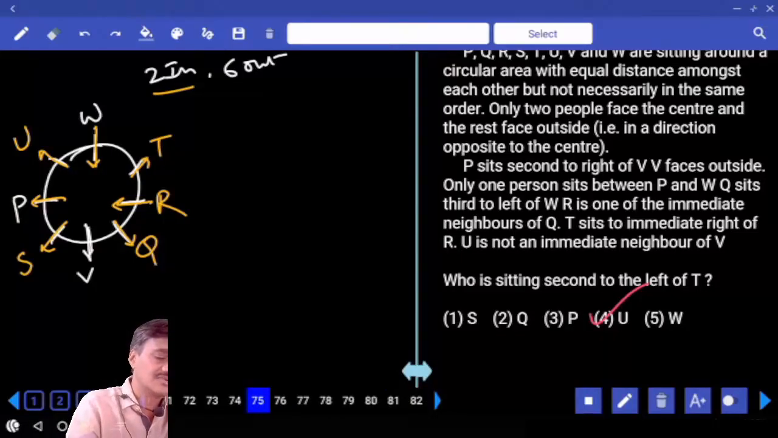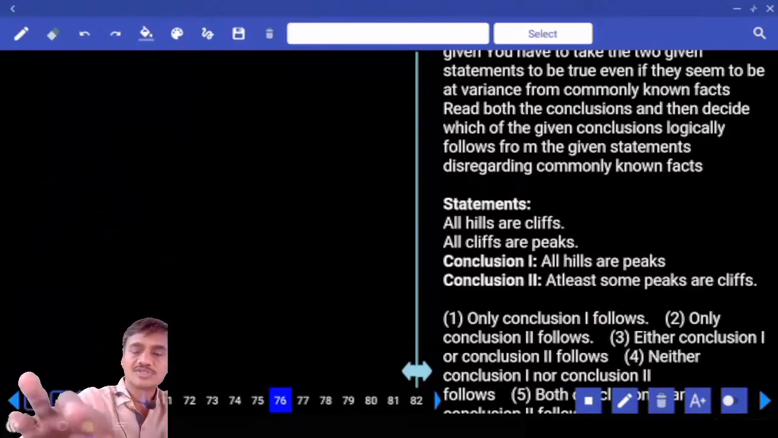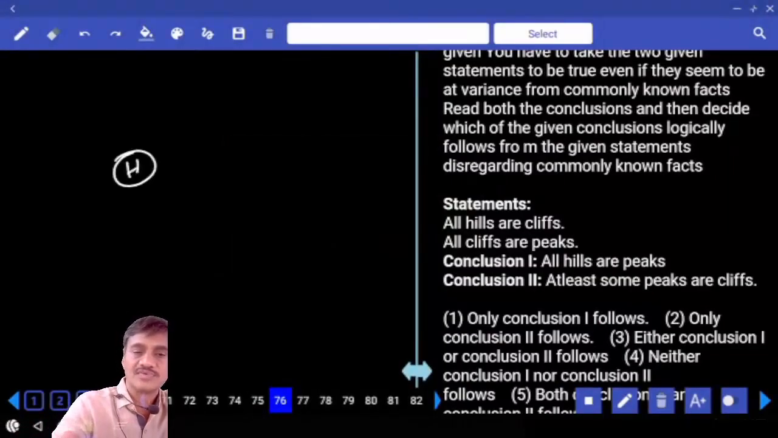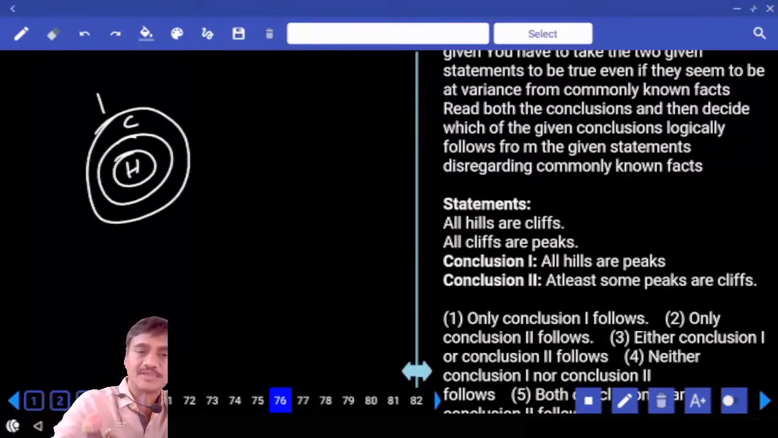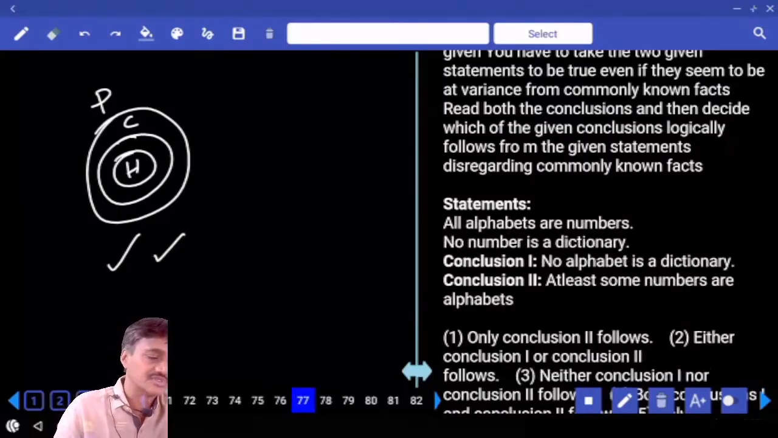Question number 76 onwards are based on syllogisms. All hills are cliff, and at the same time all cliff are peak. First conclusion: all hills are peaks, definitely true. Some peaks are cliff, that is also true. So what is your answer? Both conclusions are true, both 1 and 2, choice 5, question 76.